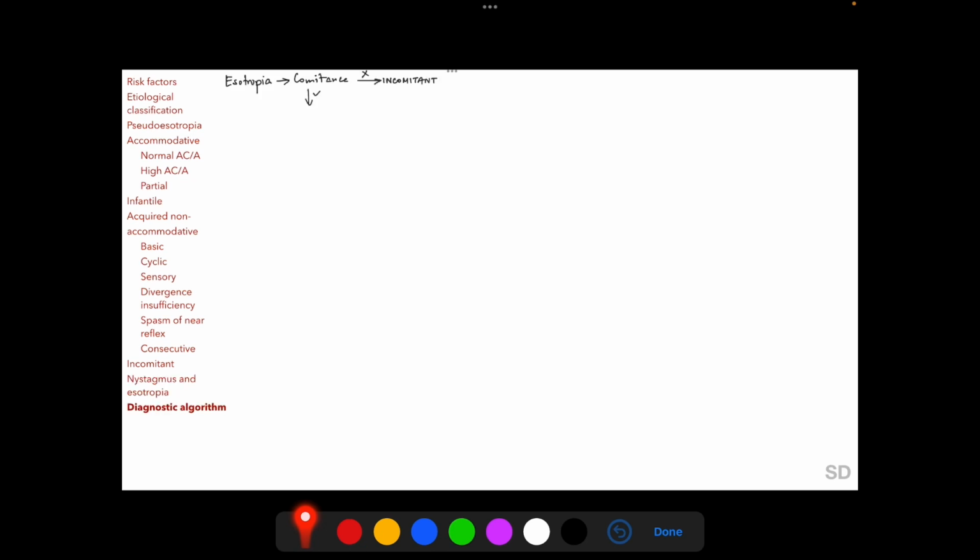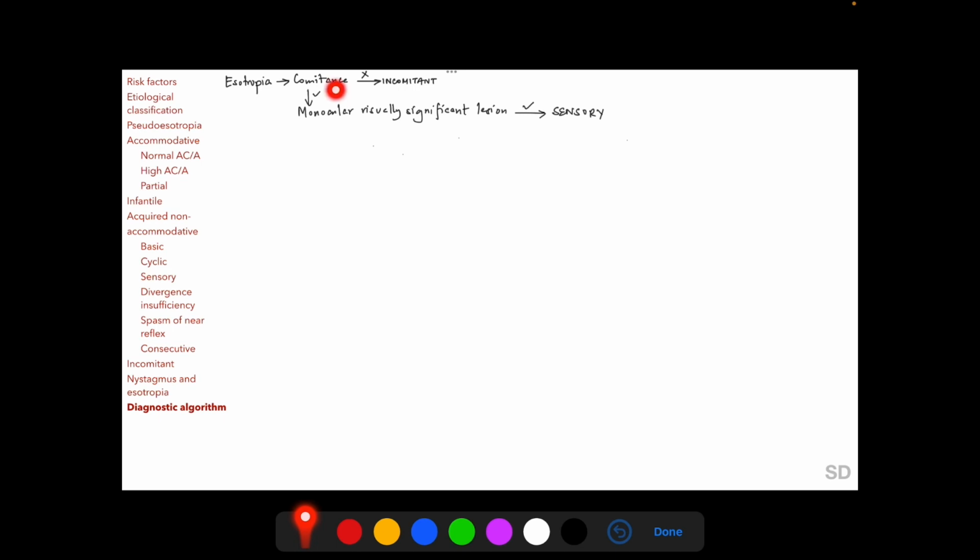Now we come to a diagnostic algorithm for patients with esotropia. We first try to find out whether the esotropia is incomitant or comitant. If the esotropia is comitant, we then rule out if there is any monocular visually significant lesion, which will label the esotropia as a sensory esotropia.